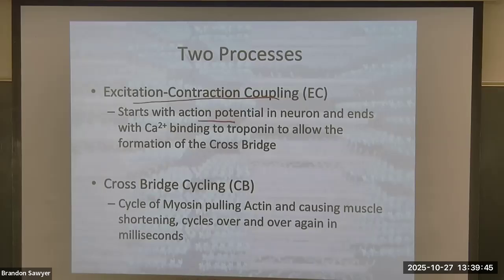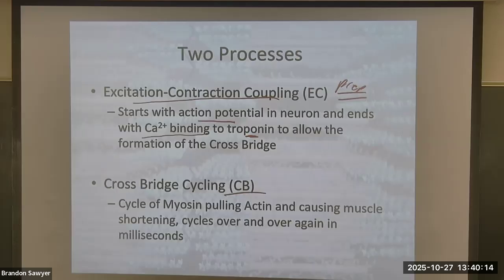Okay, so that's kind of where we're starting, and then this ends with calcium binding to troponin. So it's kind of like the preparation for contraction, right? So we're thinking about this one as the prep for contraction. Okay, and then that opens up the cross bridge possibility. And so then we move into cross bridge cycling. So this is where we're actually going to have the shortening of the muscle cells and shortening of those sarcomeres.